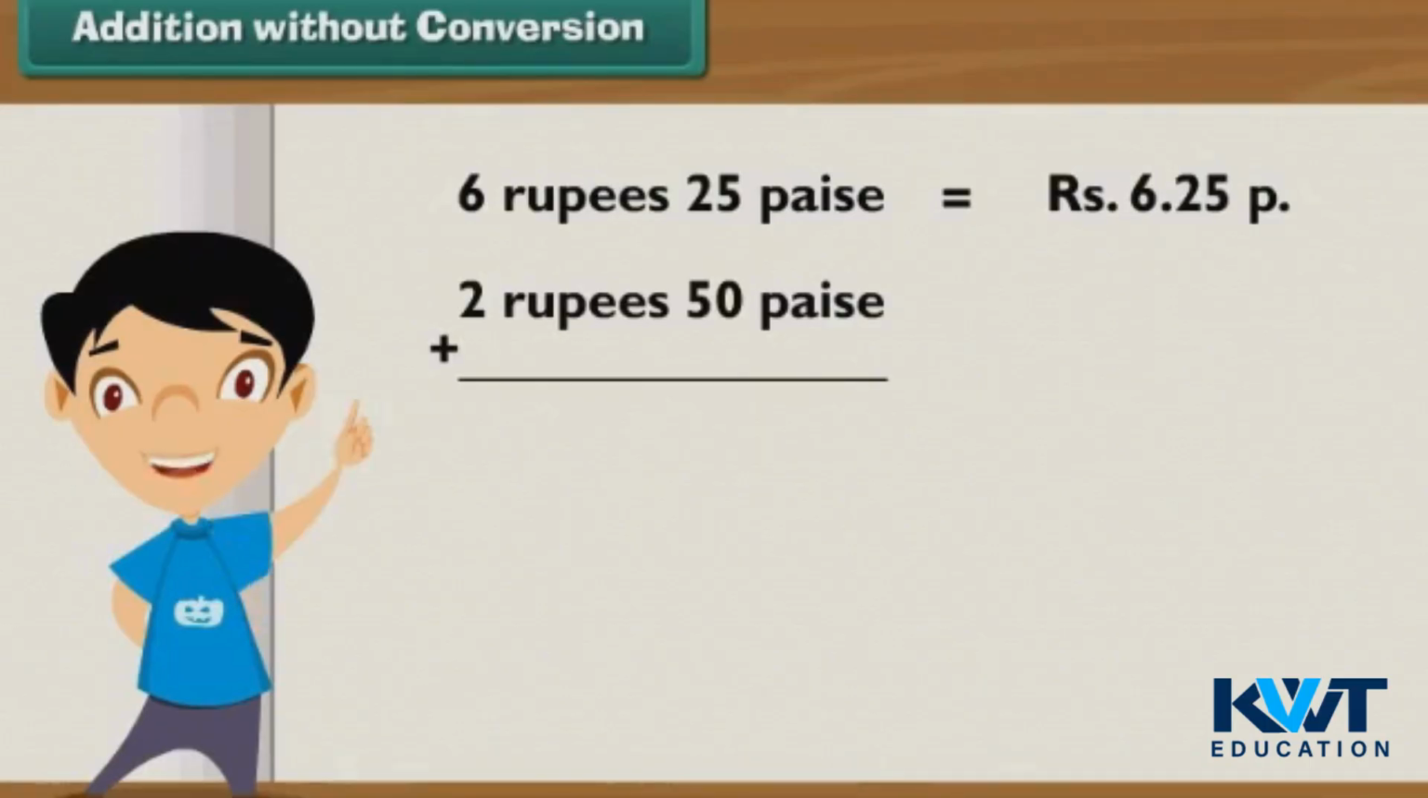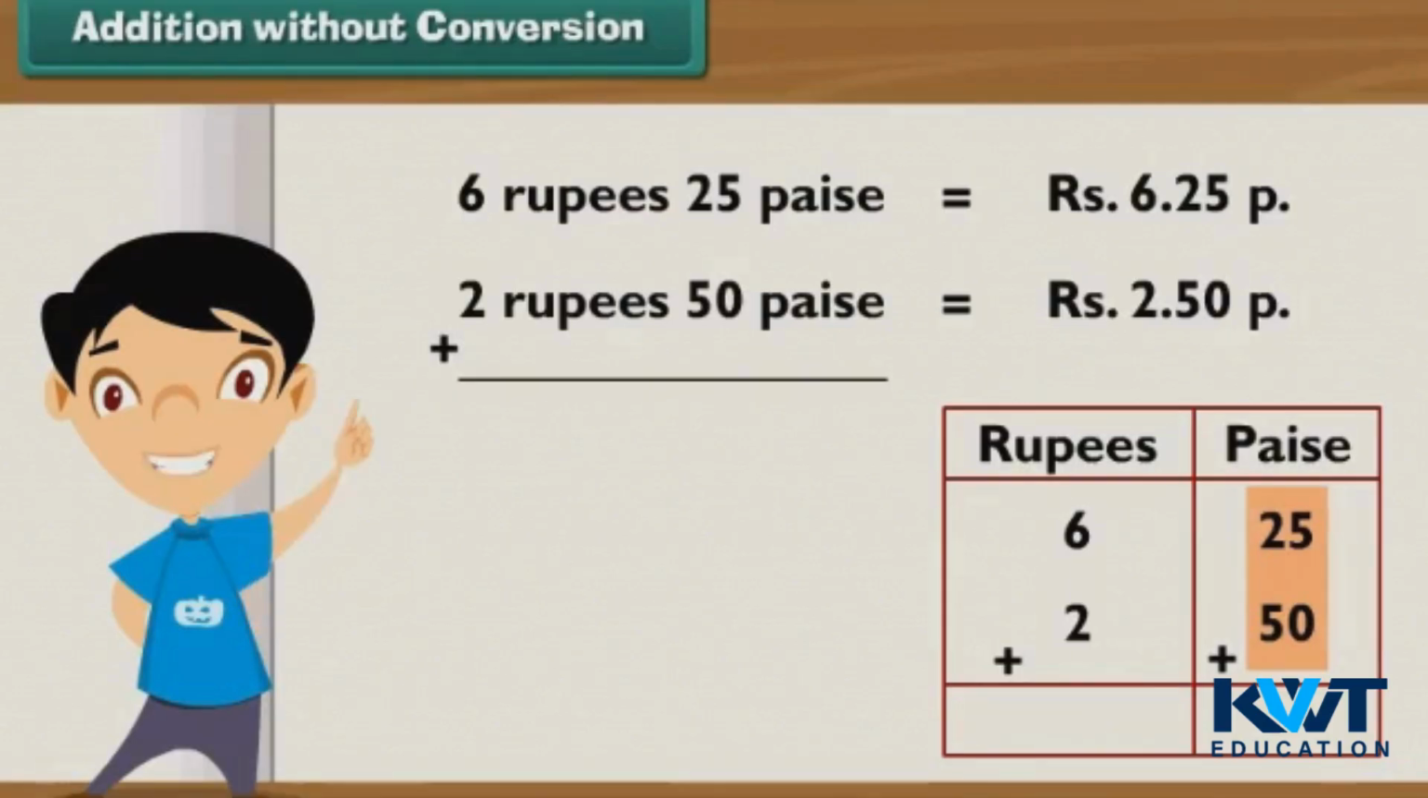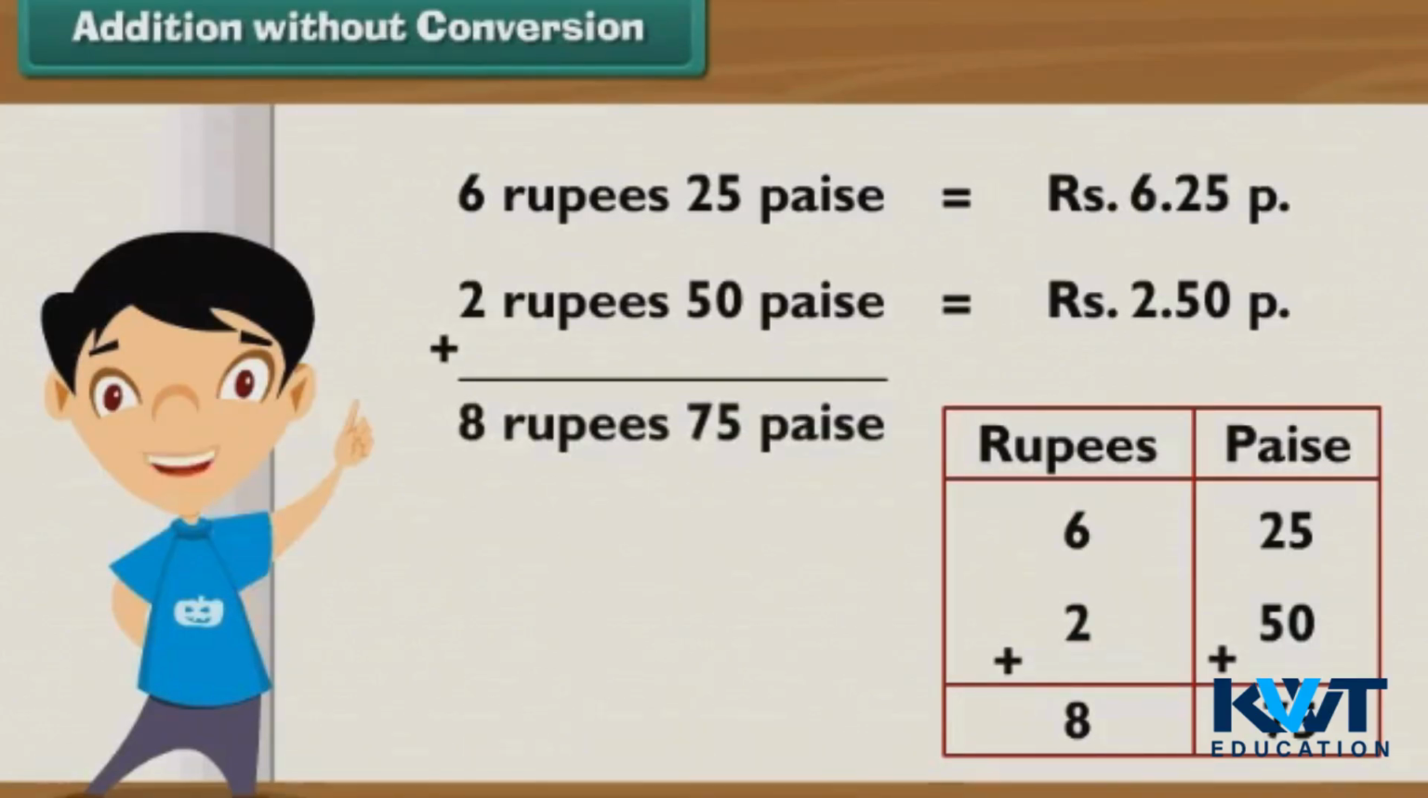Just below it, write 2 rupees 50 paise as rupees 2.50p in such a way that the rupee part falls in the rupee column and paise part falls in the paise column. Step 1. Add the numbers in the paise column. 25 plus 50 is equal to 75. Write 75 in the paise column. Step 2. Add the numbers in the rupees column. 6 plus 2 is equal to 8. Write 8 in the rupees column. The result of the addition is 8 rupees 75 paise.